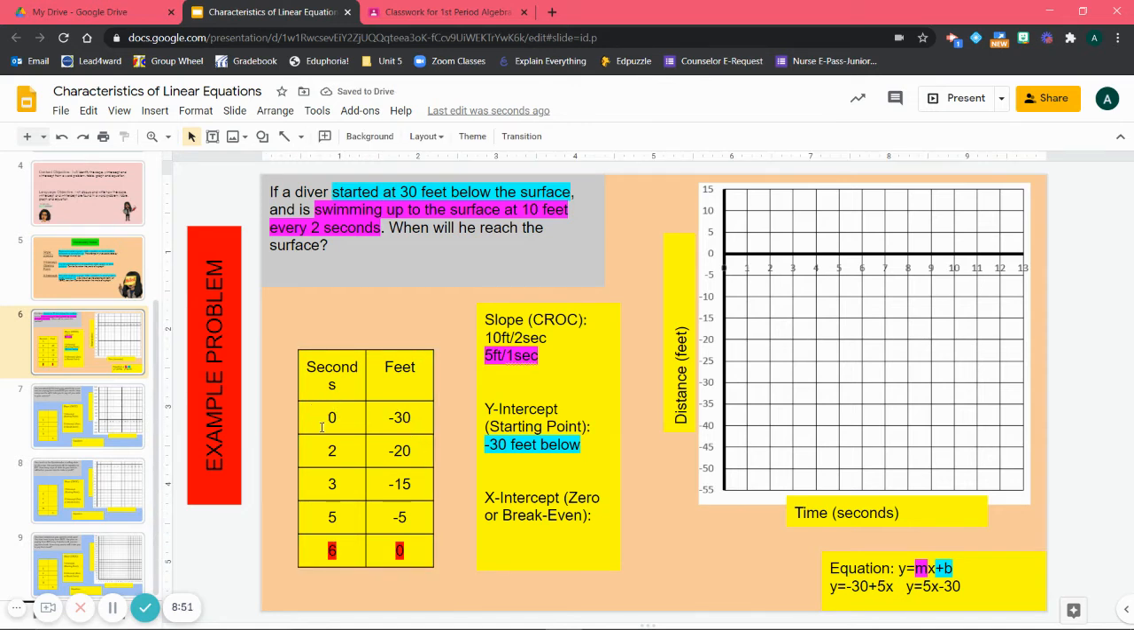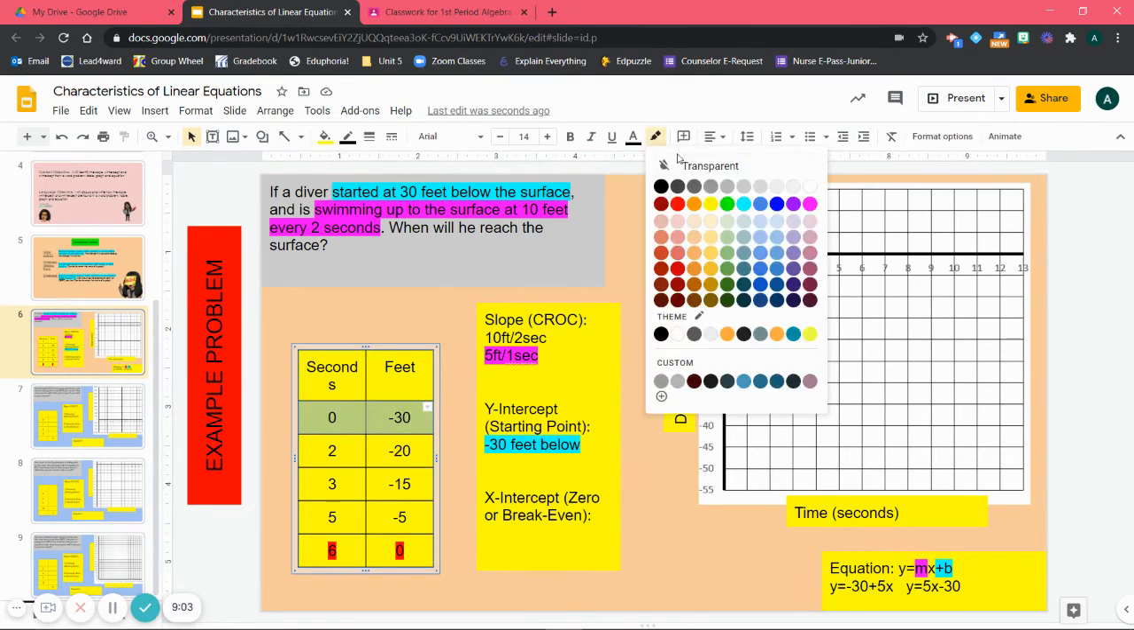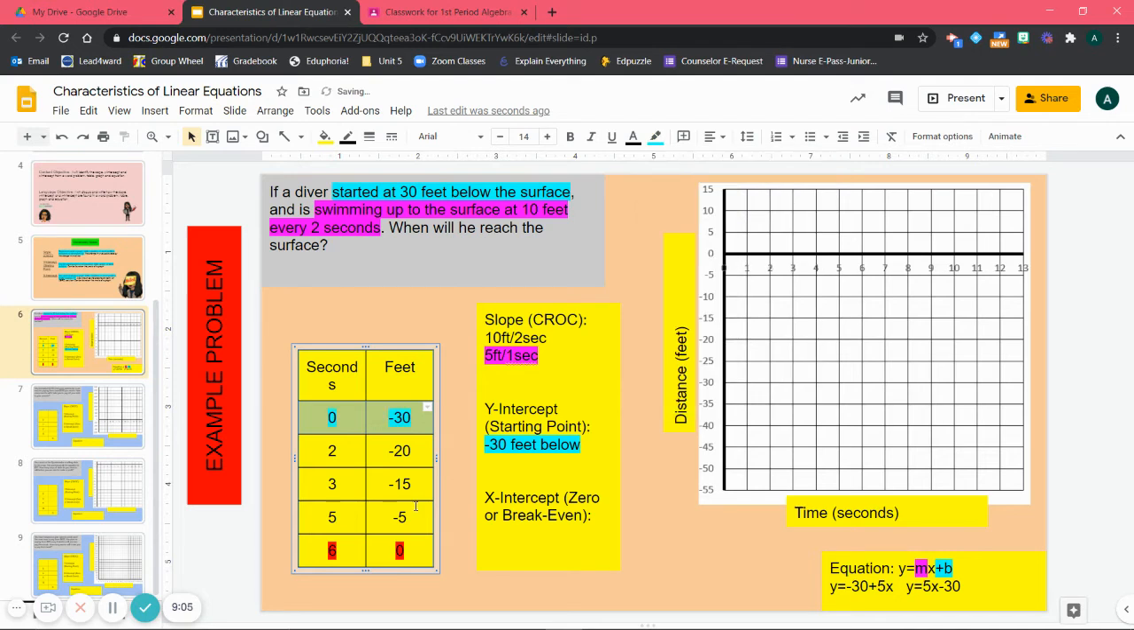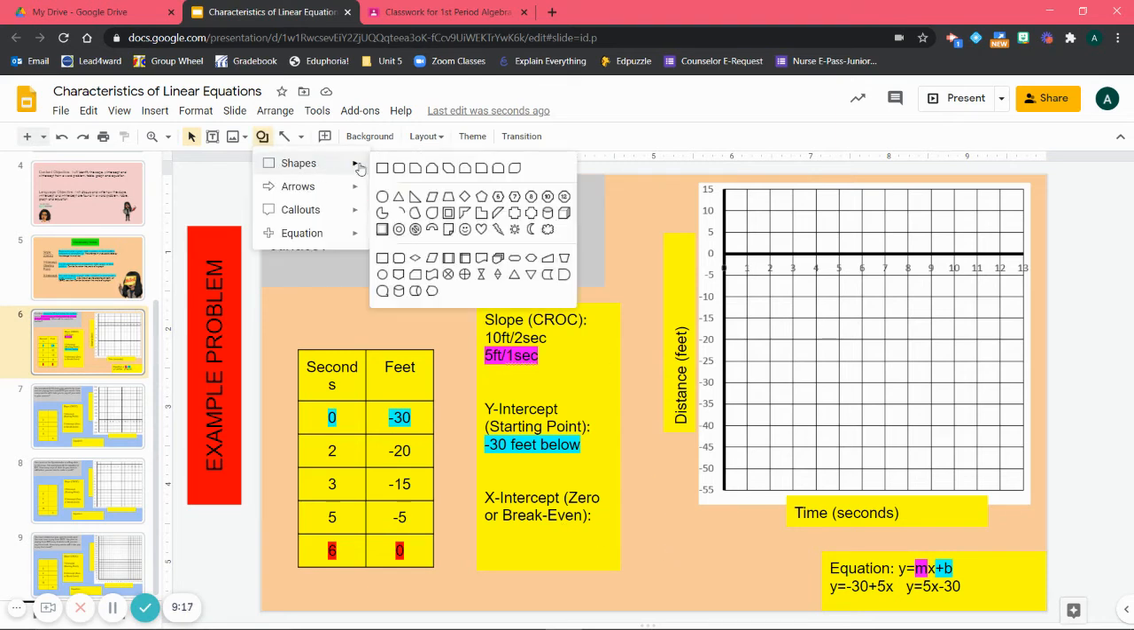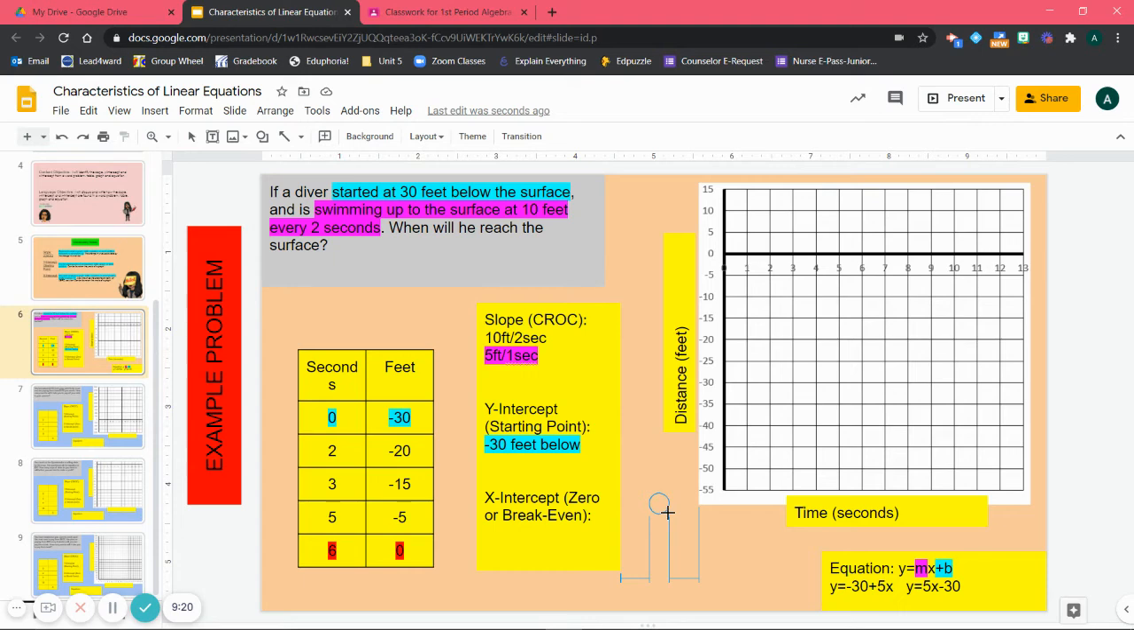So notice that at 0 seconds, the diver was at negative 30 feet. This point right here is also known as our y-intercept or starting point. So I'm going to highlight that so it matches my colors here. Okay. Now at 6 seconds, that's when the diver reaches the surface. So let's look at what that looks like on a graph. So I'm going to be putting some points here on my graph. And I'm going to change the color here.